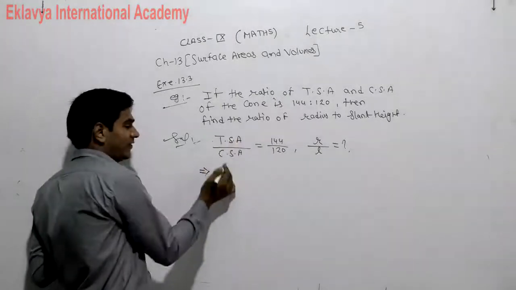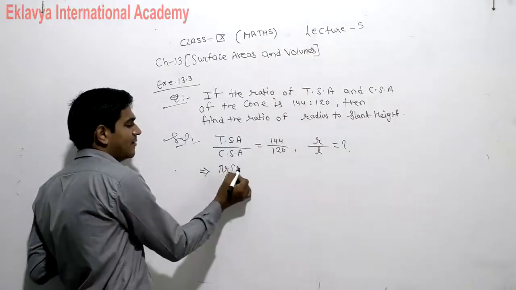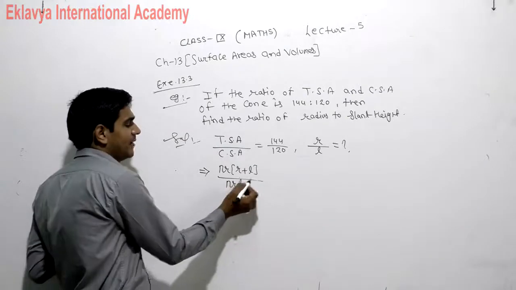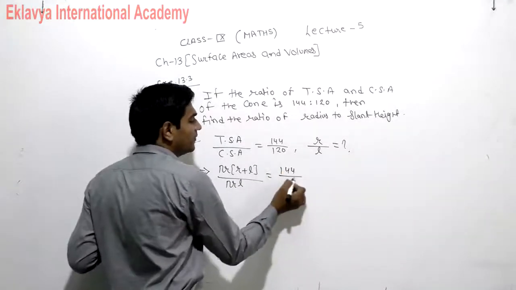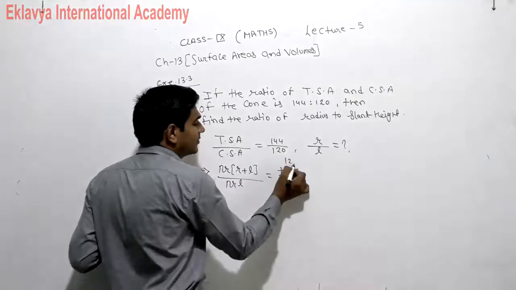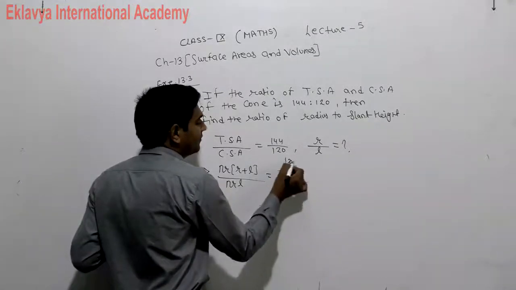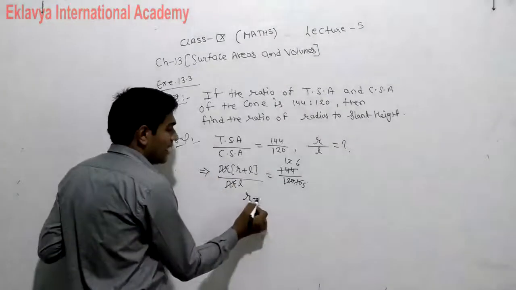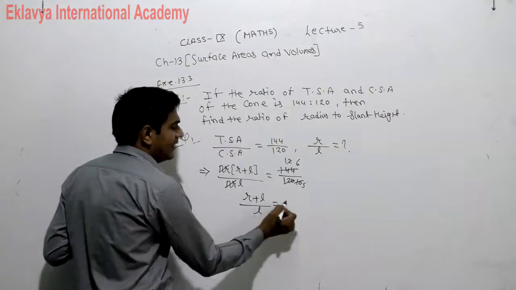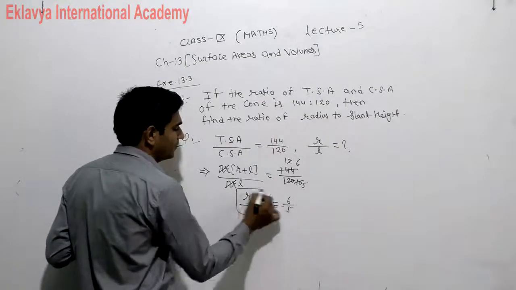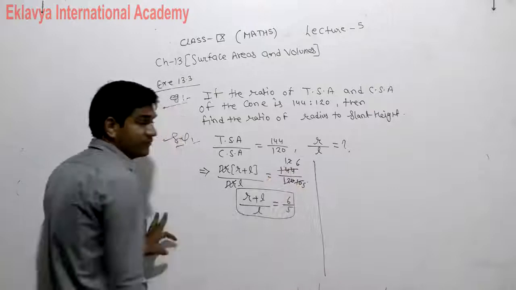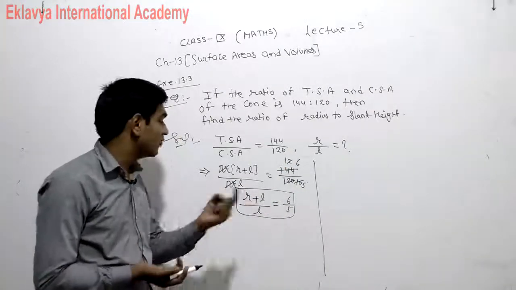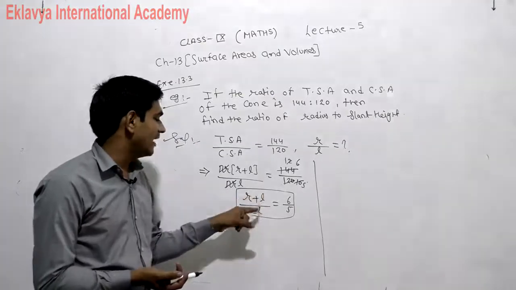What is the total surface area of the cone? Pi r (r plus l). What is the curved surface area? Pi r l. 144 upon 120: divide by 12, then 10, 5, 6. Pi r cancels. So (r plus l) divided by l is equal to 6 upon 5. But we will calculate here the ratio of r by l. But the value that you are getting is r plus l upon l.